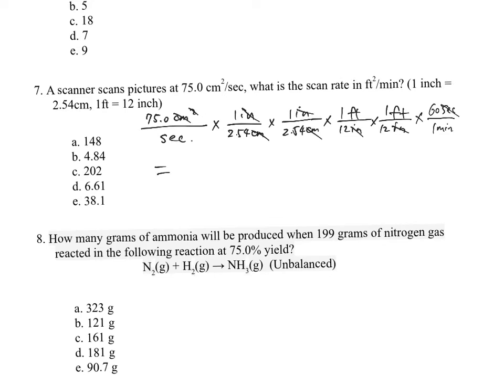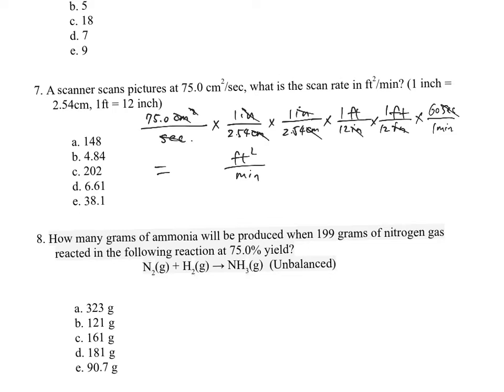Okay, so second cancel. Now you've got foot square over minute. So your result should be 75 times 1111 times 60 divided by 2.54 times 2 square, and then divided by 12 square. So punch that into your calculator. I'm going to do it again on my calculator.